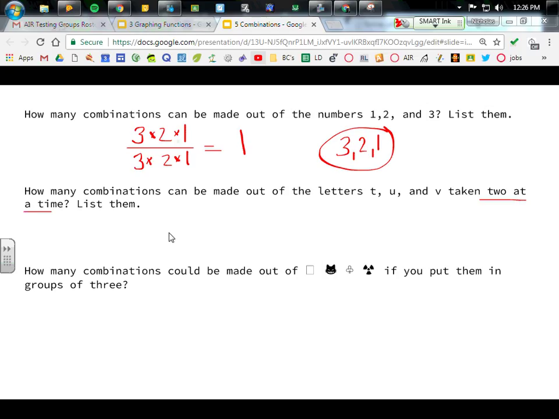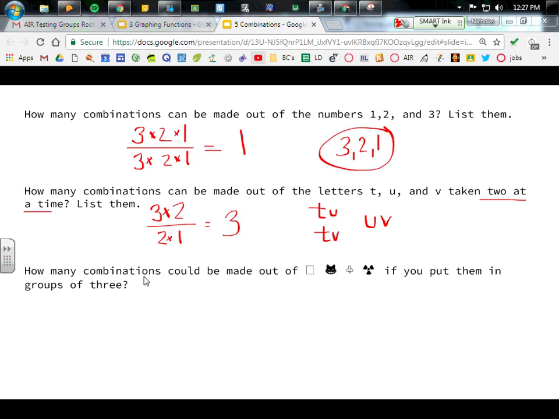So there we've got a smaller group. So T, U, and V, so we've got 3. So our largest permutation, which is 3 times 2, over our smallest, which is 2 times 1, is going to end up being 3 different combinations. And what are they? Well, we could do TU, we could do TV, and the last we could do is UV. Those are the only 3 combinations we can make here.